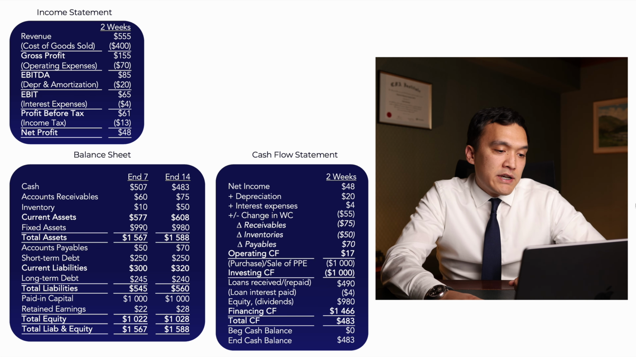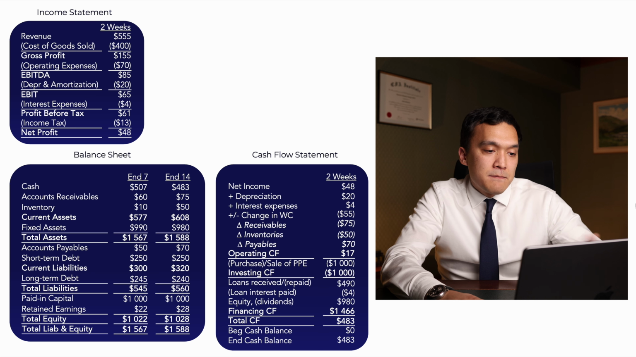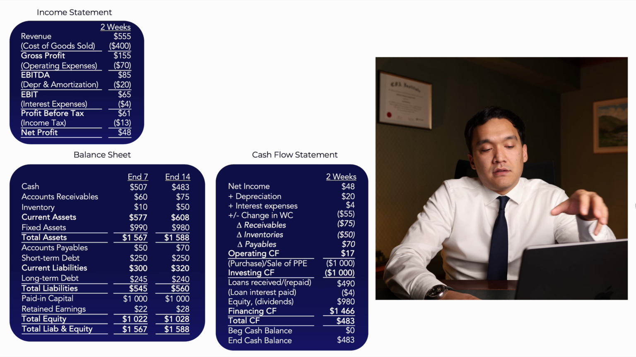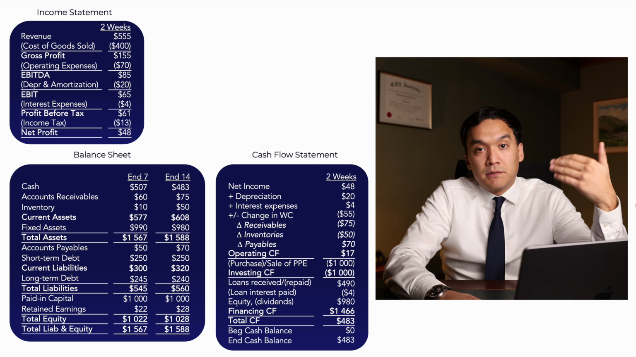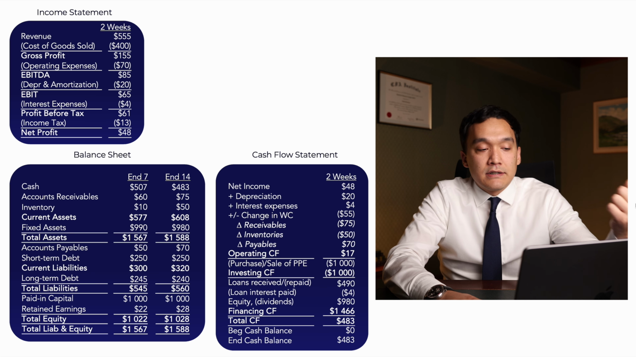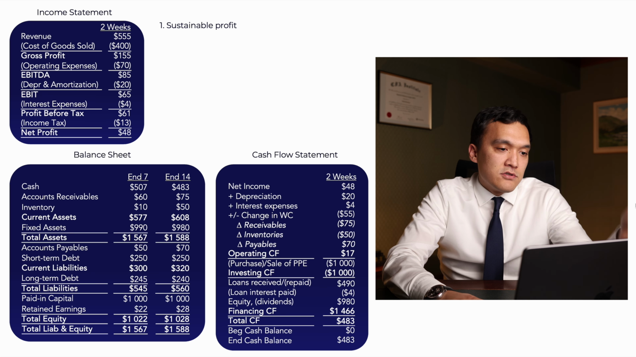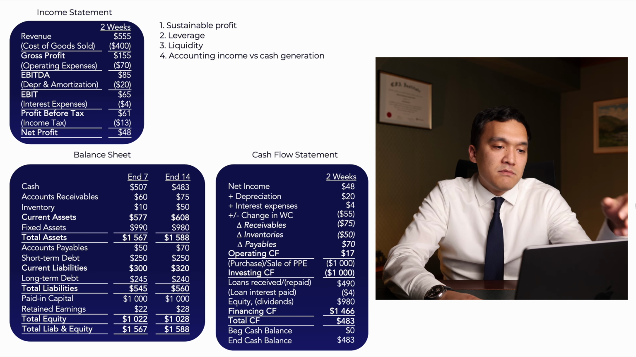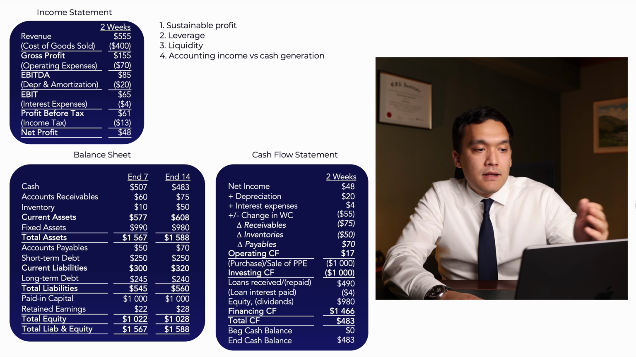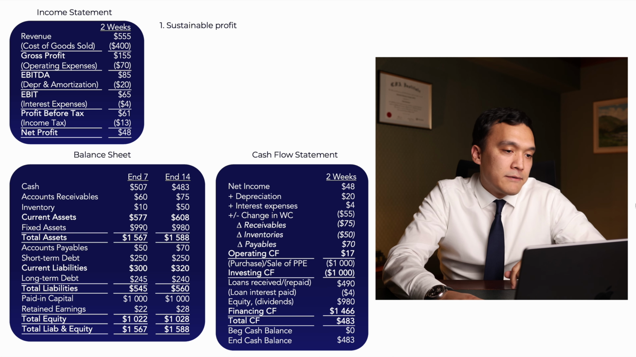So let's imagine that we got these financials from the business and need to do a quick screen of financials to decide if it is a potential client for us or not. I would be looking at 4 things: sustainable profit, leverage, liquidity, and accounting income versus cash generation. Let's look at them one by one.